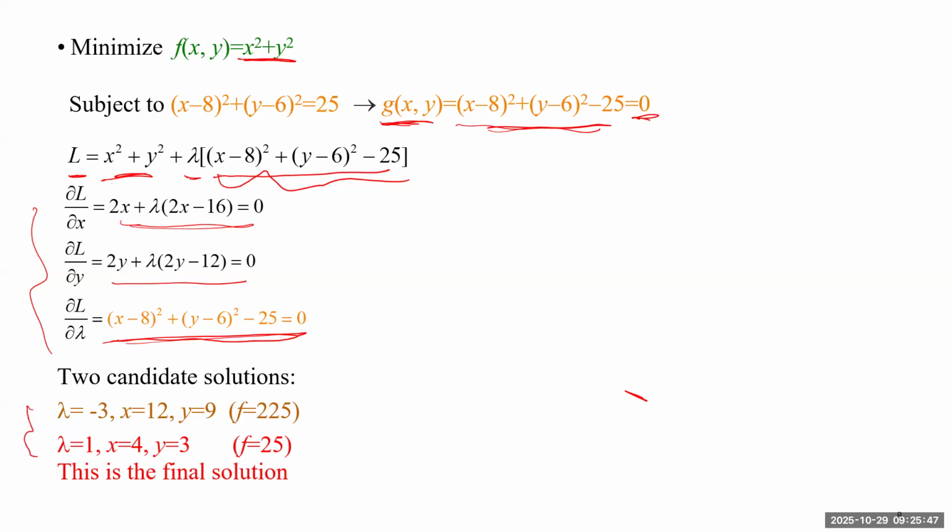So there are two solutions, and you plug the two solutions back into x and y, because here we want to minimize f, right? We want to minimize f, and you plug x and y back into the f. So the first solution has f value 225. The second has 25. So you know the second one will be our final solution. Okay, so the problem is done.